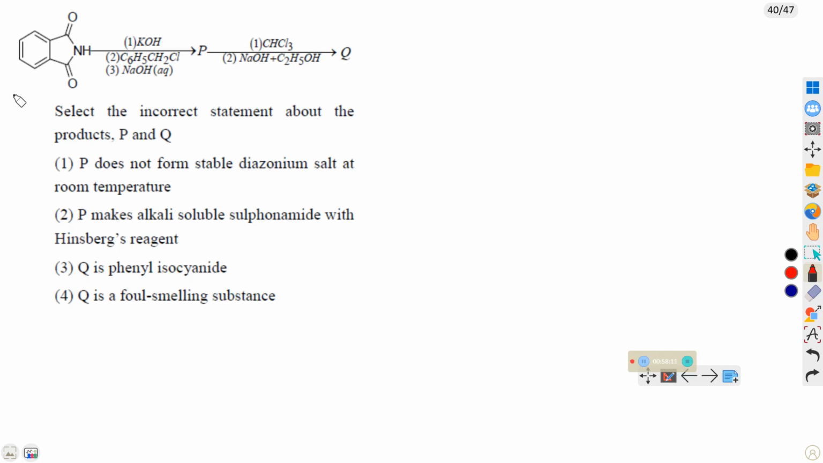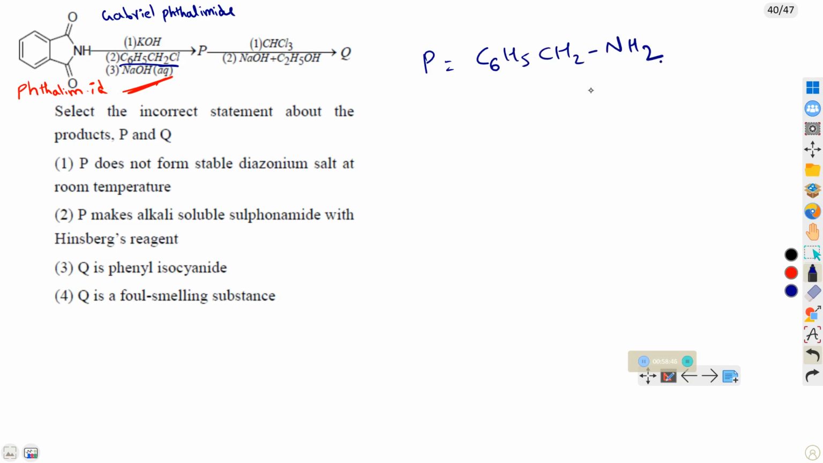The given compound is phthalimide. And the first step, the reaction name is called Gabriel phthalimide synthesis. Here they are using the alkyl halide C6H5CH2Cl. That's the reason P is C6H5CH2NH2, an aliphatic amine.